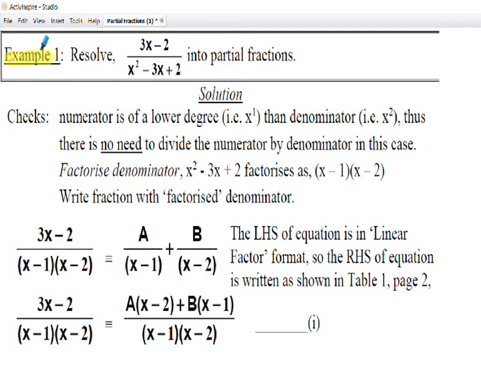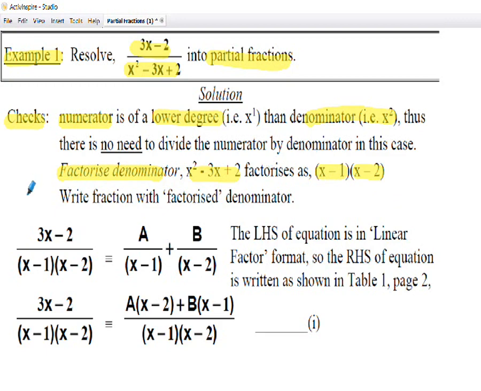Example 1, we're asked to resolve the function 3x minus 2 divided by x squared minus 3x plus 2 into partial fractions. We undertake our checks. The numerator is lower order than the denominator. In this case our numerator is x to the power 1 and the denominator is x to the power 2, so we've satisfied that check. And does the denominator factorise? Well, the x squared minus 3x plus 2 does factorise into brackets of x minus 1 and x minus 2. I suggest you just check that for yourself there.